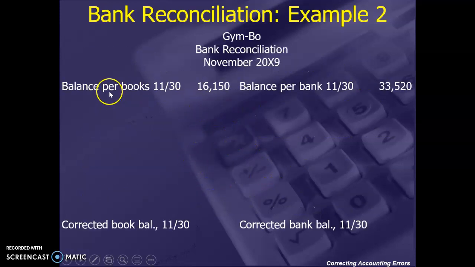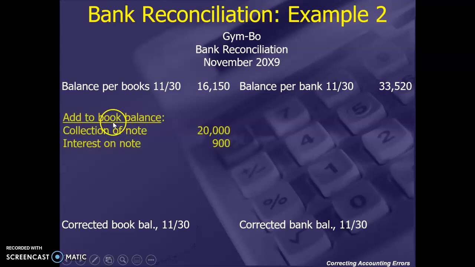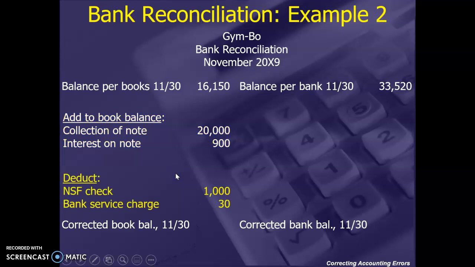So when we get to our bank rec, first we have our balances up here, and our goal is that both of these numbers will match down here. On this side, we're going to add that note that they collected plus the interest. As I said, we're going to list these separately. Those we add because they make our book account go up, and then we deduct things that make it go down. So the NSF check that was returned and the bank service charge, we subtract those. When we do all of this math, we come up with 36,020. That is our correct balance in our books.